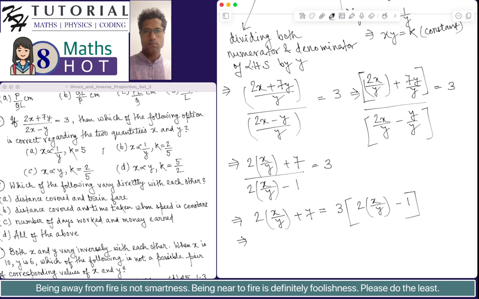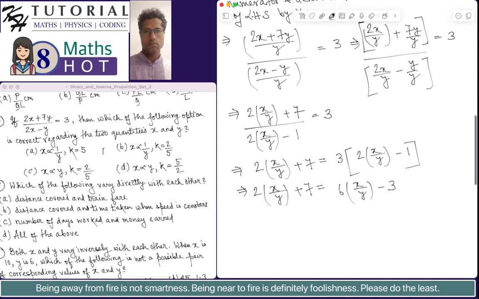So this implies we are trying to find the value of x by y. In your mind you can consider the x by y as another variable. So we have 7 is equal to, if I open the brackets on the right hand side, 6 x by y minus 3. Now you can bring the x by y terms to the right hand side and all the constants to the left hand side. I get 7 plus 3 is equal to 6 x by y minus twice x by y.